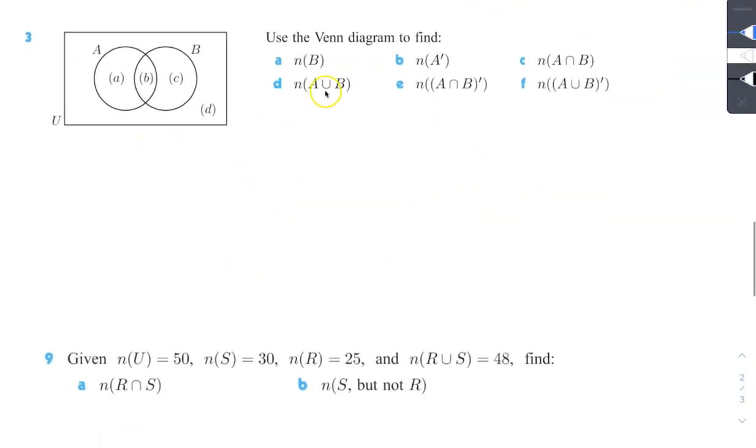Next one. Use the Venn diagram to find the number in B. So notice how these are just letters, just variables. We're just going to use variables to answer it. So in B, B is all of this. So it's just going to be B plus C.